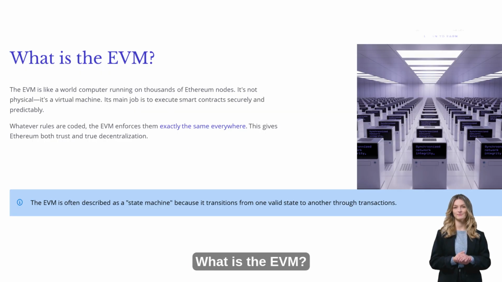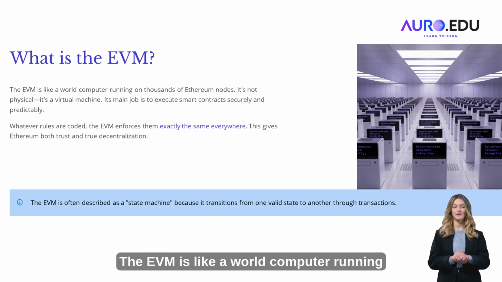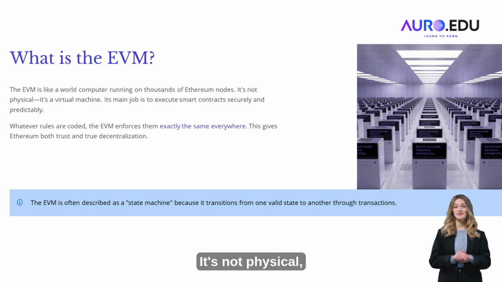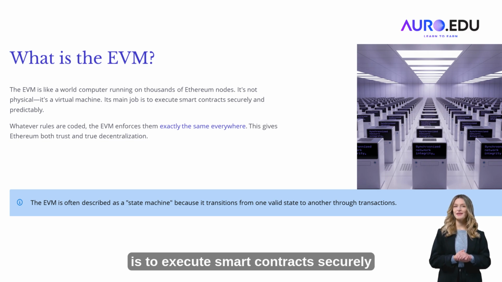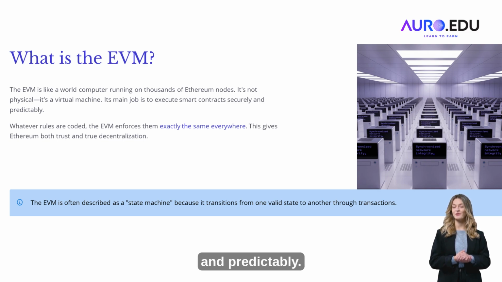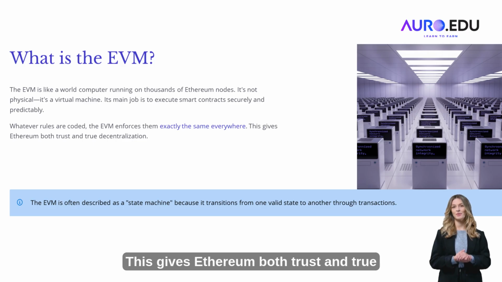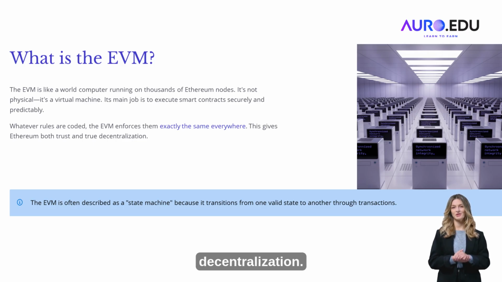What is the EVM? The EVM is like a world computer running on thousands of Ethereum nodes. It's not physical, it's a virtual machine. Its main job is to execute smart contracts securely and predictably. Whatever rules are coded, the EVM enforces them exactly the same everywhere. This gives Ethereum both trust and true decentralization.